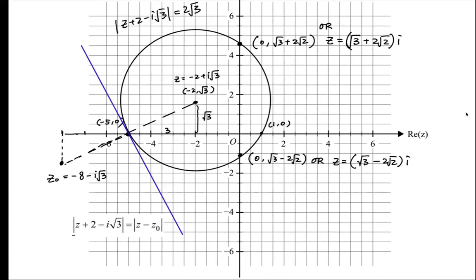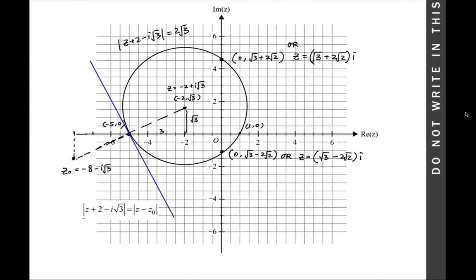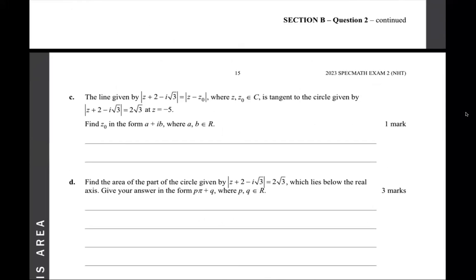That's how I use the geometric approach to determine the location of z0. So z0 equals minus 8 minus i root 3. See diagram. And there are only 2 lines. That means you can find some sort of shortcut like what I just did.